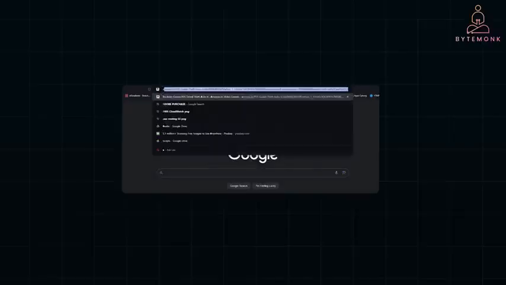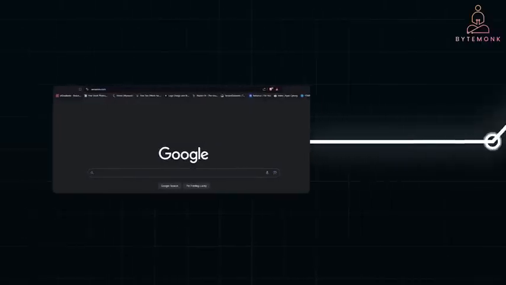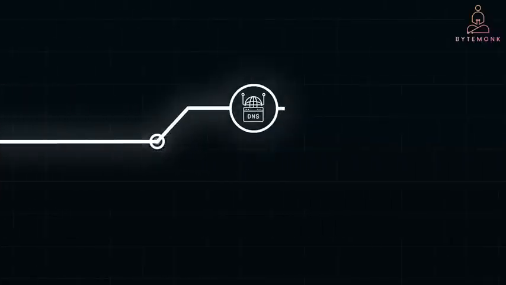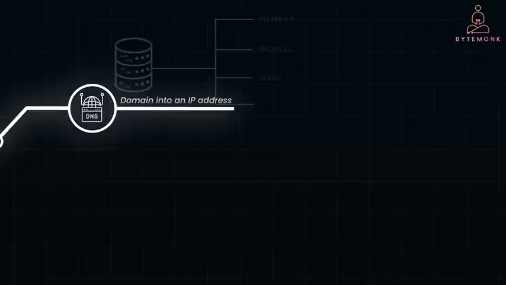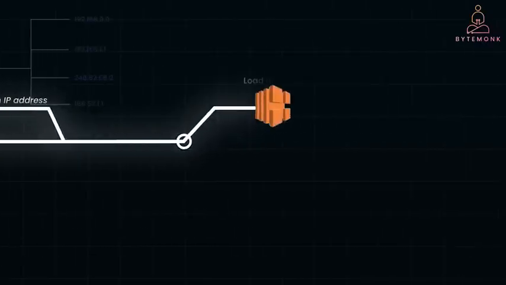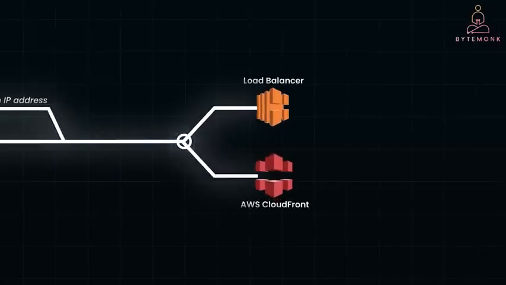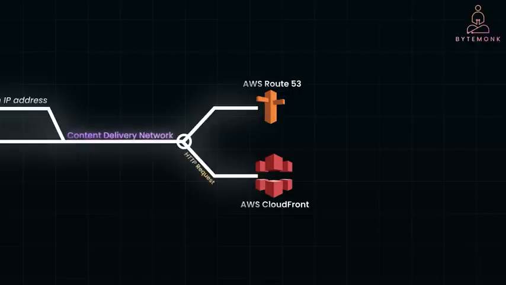When a user types example.com into their browser, the DNS acts as the internet's phone book, translating the domain into an IP address. This IP address could point to a load balancer or an AWS CloudFront distribution, depending on the architecture. Quick DNS resolution is crucial because it helps reduce initial load times, ensuring users can access your site quickly. So if you are using AWS Route 53, it helps you direct the user to the closest available server, ensuring fast and efficient routing. Next up is the Content Delivery Network, or CDN.